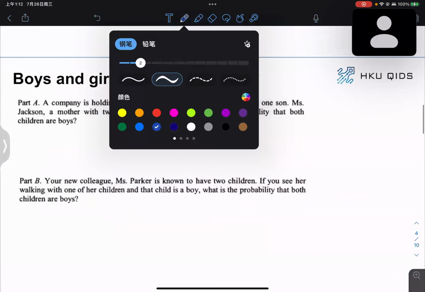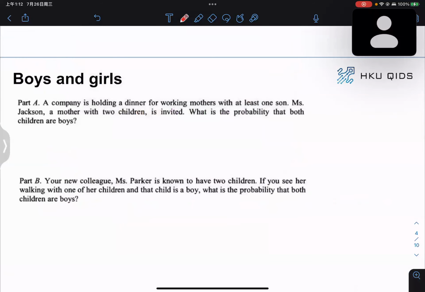So now let's come to today's problem. The first one is quite simple. It just tests our fundamental knowledge about conditional probabilities, boys and girls. Part A: a company is holding a dinner for working mothers with at least one son. Mrs. Jackson, a mother with 2 children, is invited. What is the probability that both children are boys?